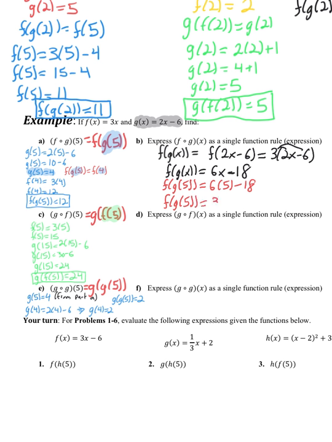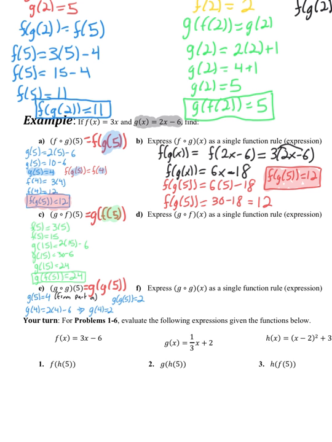We could technically plug in 5 into this consolidated equation. 6 times 5 is 30. 30 minus 18 is 12. f of g of 5 is 12. We just got the same thing on part B as we did on part A. f of g of 5 equals 12.